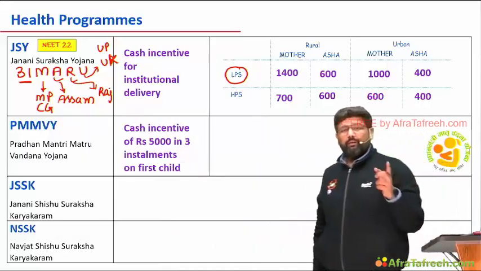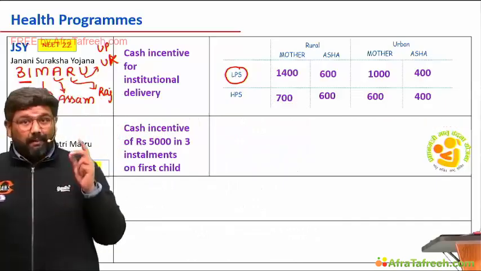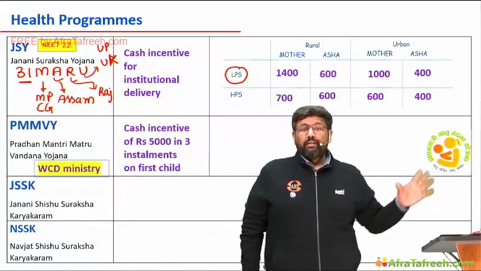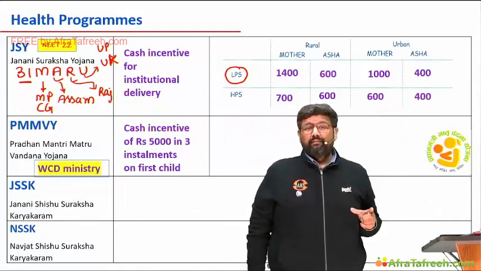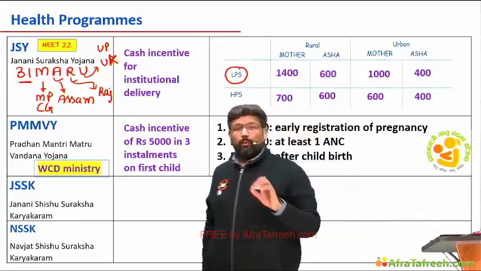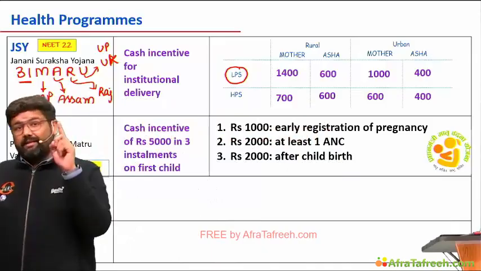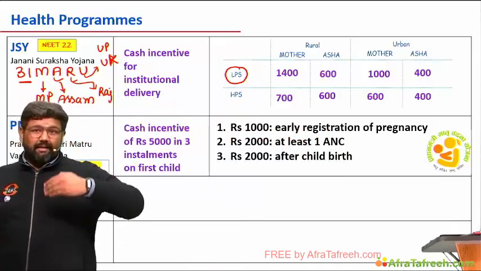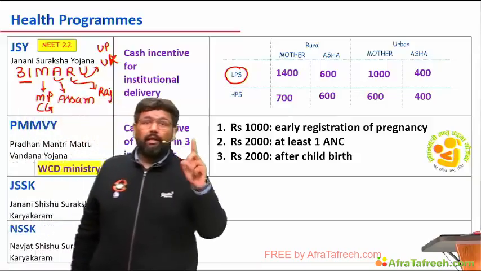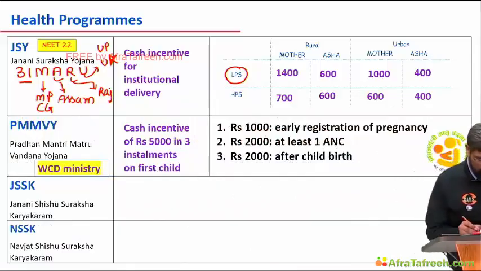In Pradhan Mantri Matru Vandana Yojana, we give 5,000 in 3 installments. But this scheme is under Women and Child Development Ministry. JSY is under MOHFW, Health Ministry. So here 1,000 for early registration. Next 2,000 after at least 1 ANC completed, and the rest 2,000 after childbirth. This is given only for the first child.